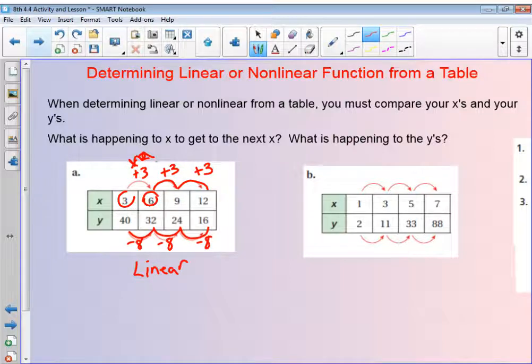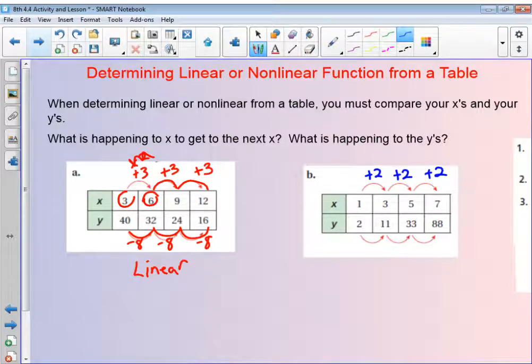Okay, so letter B, let's go ahead and check once again to see if we have the same pattern happening between all of our x's, and then also a constant pattern happening between our y's. So let's see, from 1 to 3, we would be adding 2. From 3 to 5, adding 2. And from 5 to 7, we would be adding 2. So there we've got a constant pattern.